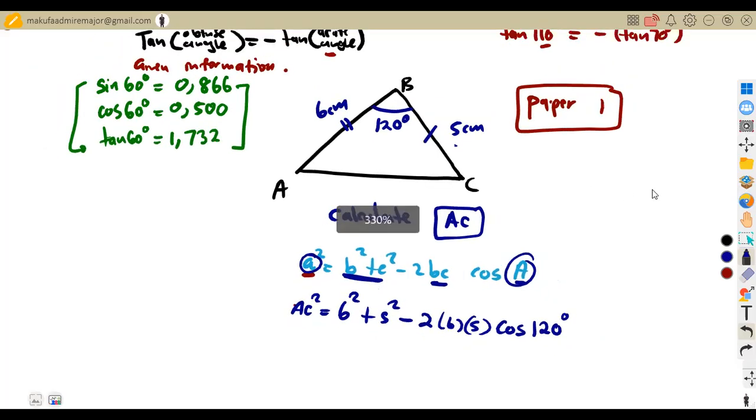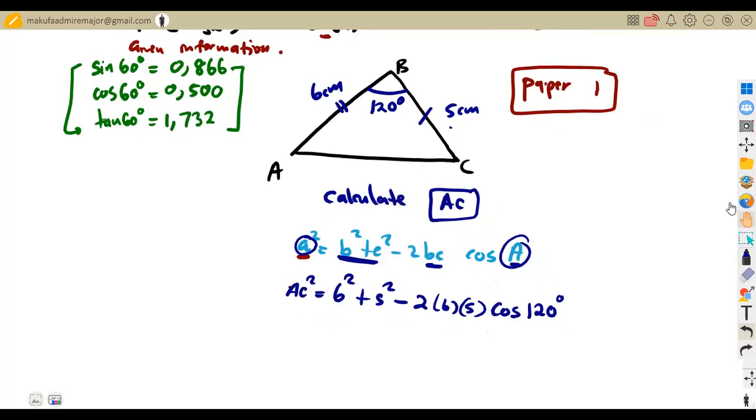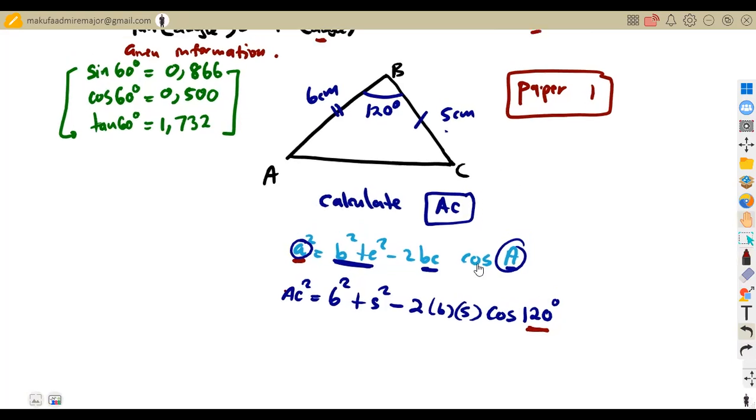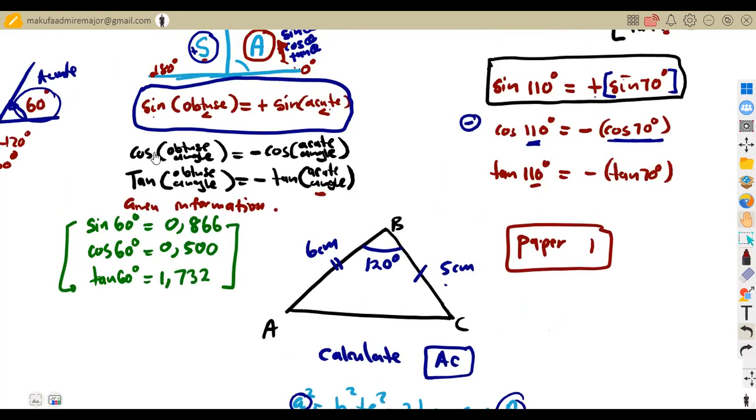You are in paper 1, guys, remember, where you do not have a calculator and there is no way for you to obtain this value for cos 120 here. So what are you going to do from this given information? That is where we go back to the part where we consider what happens between an obtuse angle and its acute angle.